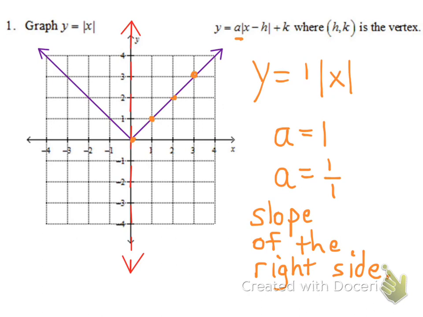All right, so rather than going through and picking x values and putting them in, another way to do it would be to find the vertex and then use your slope to find other points on the right side of the vertex, and then reflect those points across that axis of symmetry. Again, you can treat the A as the slope of the right side of the vertex.